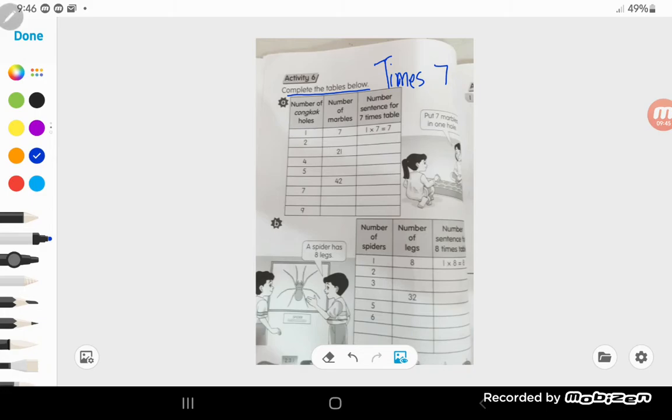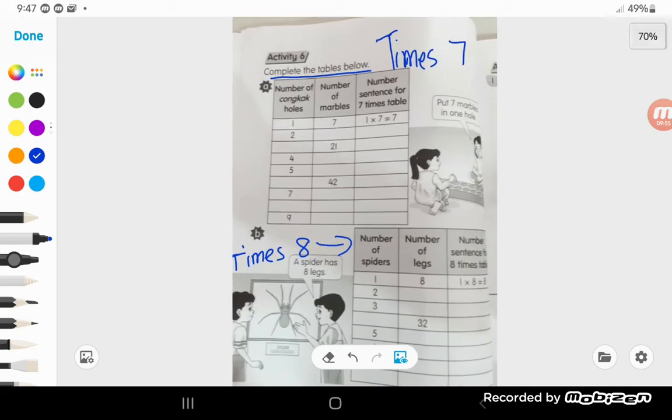Okay, so this one is about times 8. You can refer to your multiplication table. Okay, so I give you the example for times 7 only. Okay, 8, you do yourself. Okay, times 7 is like this. Very easy. Okay, you see the first row, you need to write like this: 1, 2, 3, 4, 5, 6, 7, 8.